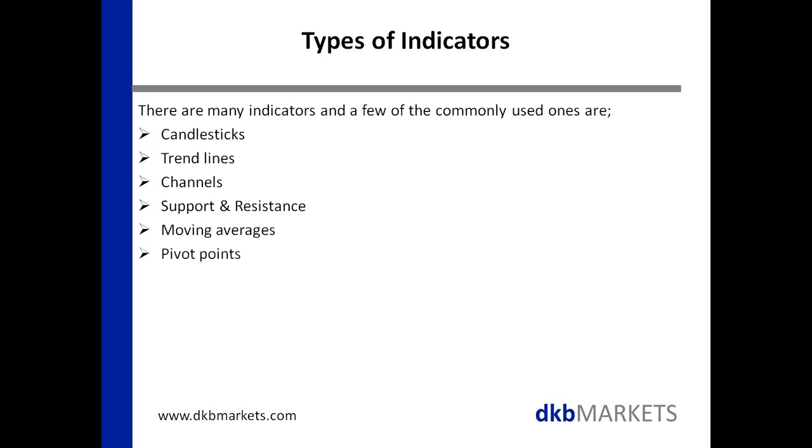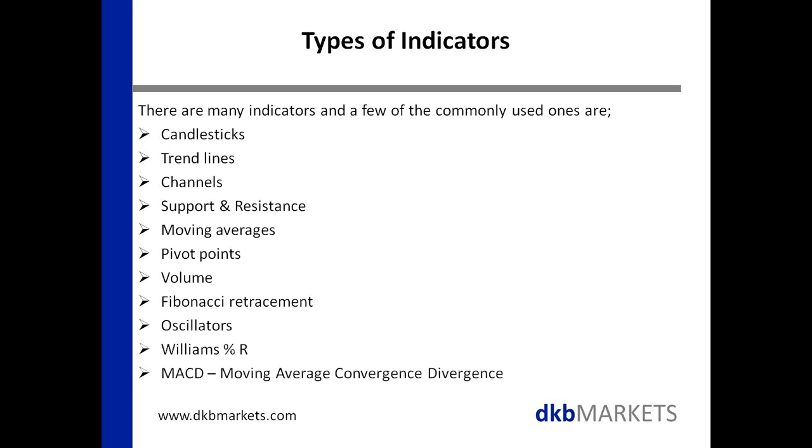Pivot points are my favorite indicator when it comes to day trading. So pivot points are another very good indicator. A volume indicator is also very popular. Fibonacci retracement and Fibonacci analysis are very popular. Oscillators are popular indicators, such as Williams Percentage R. So these are just some popular indicators.